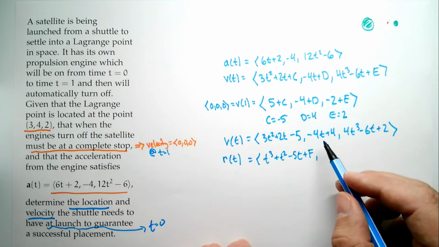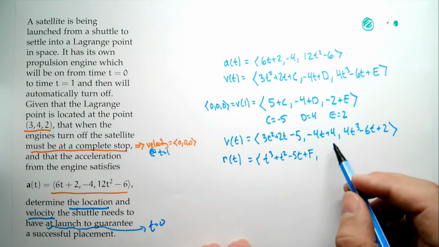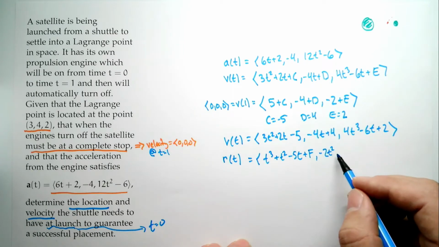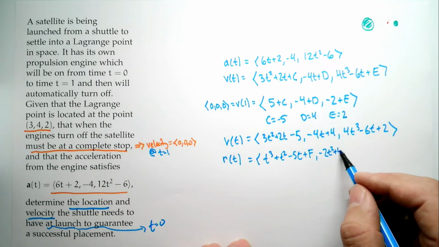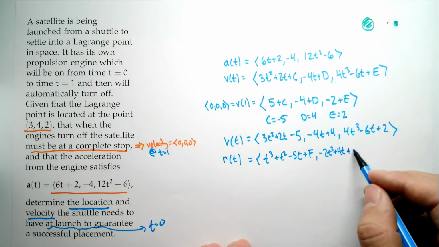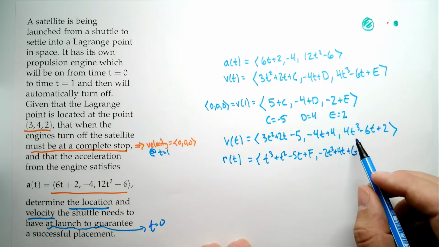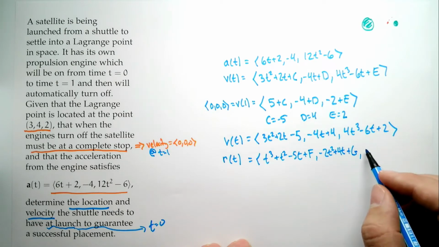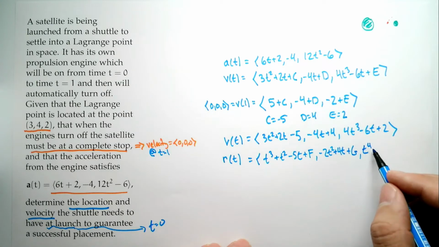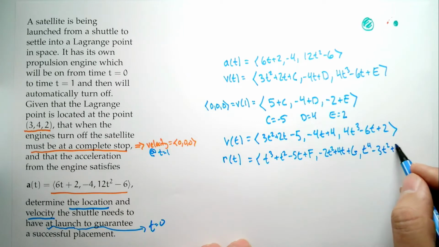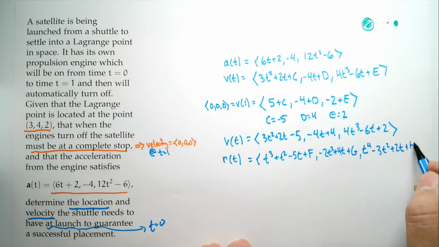All right, next entry. Antiderivative of negative 4t plus 4. Negative 2t squared plus 4t plus g. All right, come to the last entry. Antiderivative of 4t cubed minus 6t plus 2. t to the fourth minus 3t squared plus 2t plus h.